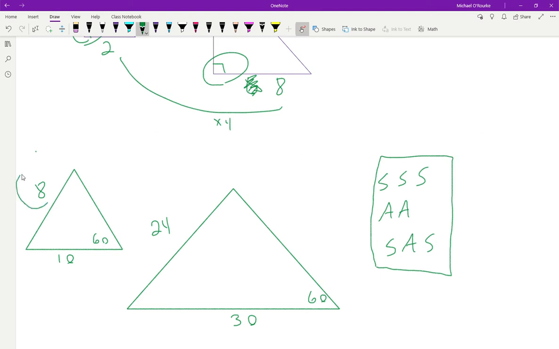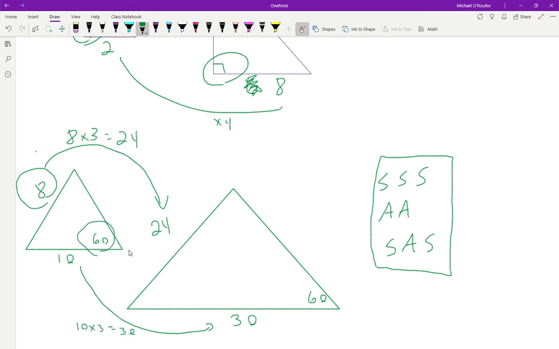SAS. So if you take a look at this side and this side, 8 times 3 equals 24. Over here, 10 times 3 equals 30. Then you have this angle here. That is the same. Okay? Do we see that, everybody?